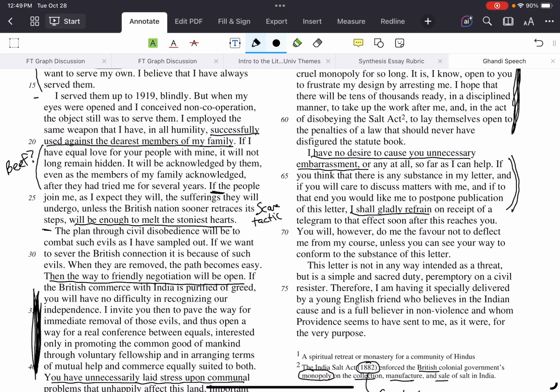And you know what, for all we know as the readers, these letters are probably private, right? This is like, obviously, no internet, no email. And he's giving him a way out. He's trying to let Lord Irwin save face, basically.